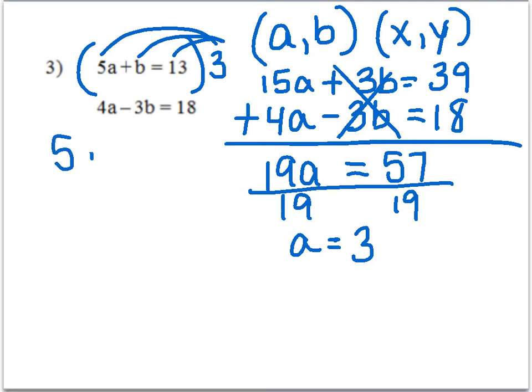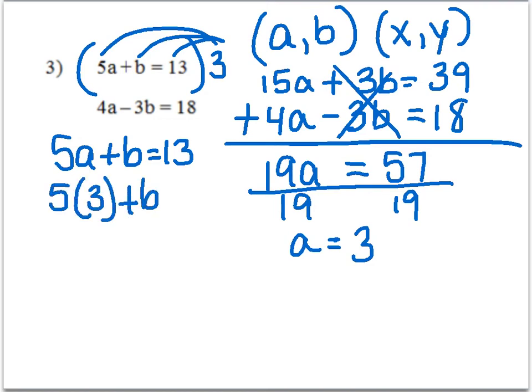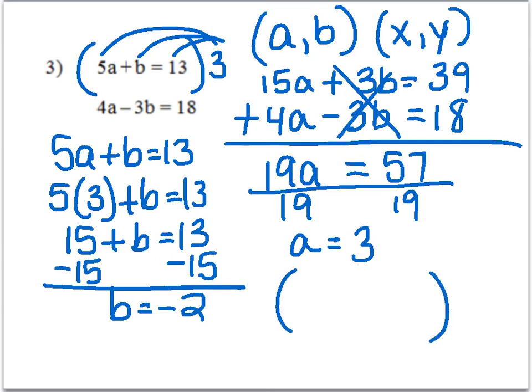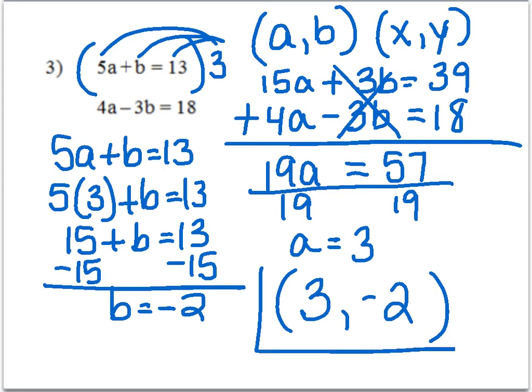And now I'm going to take the original equation. Either one will work. I'll get the same answer. And I'm going to put in 3 for a. So I get 15 plus b equals 13. Subtract 15 from both sides, and I get that b is equal to -2. So the point of intersection of these two linear equations is a, which is +3, and b, which is -2. So this is the final answer that we're looking for in each of those: an ordered pair where the two linear equations, if I graphed them, would cross at that point.